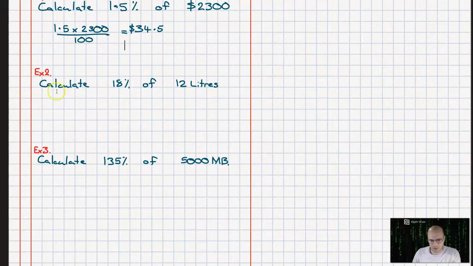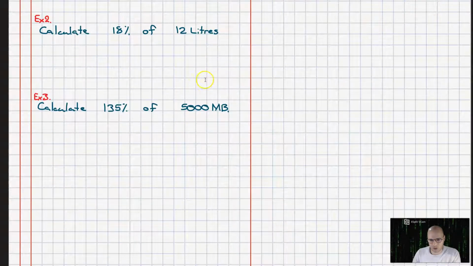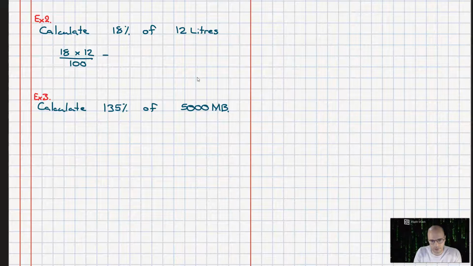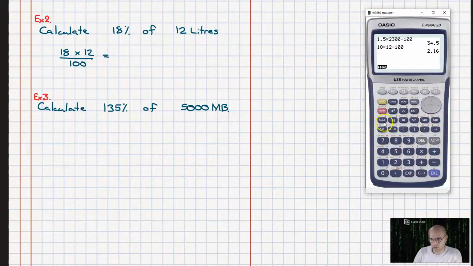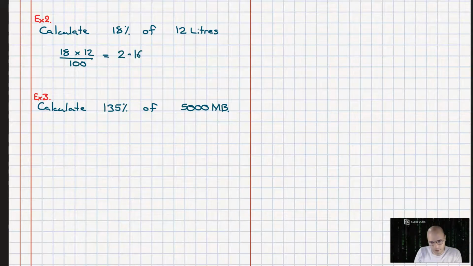Next, we're going to calculate 18% of 12 liters. We're going to do the same method. We're going to get the percentage, so 18, multiplied by the whole amount, which is 12. Then we put it all over 100. That's going to be equal to 2.16 liters. So that's 18% of 12 liters.